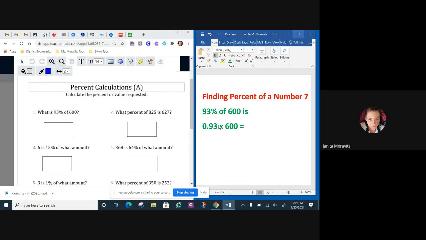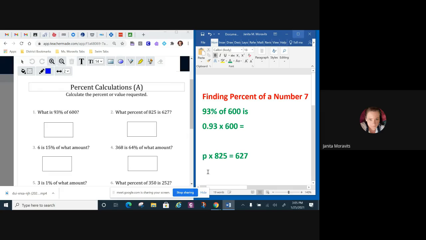Looking at number 2, though, we don't know what percent. It's saying what percent of 825 is 627. So we don't know the percent, so we're just going to put a P for percent there. And then of is times, remember, 825 equals 627. And let's make that a little p because we don't want to confuse anybody. So we have p times 825 equals 627.